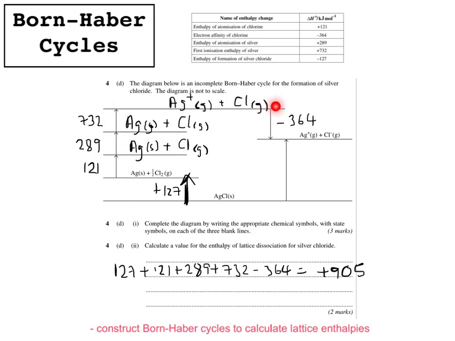Now the common mistake with these cycles is getting these wrong way around, so going this way instead of this way. And the easiest thing to do there is just to check your number at the end to make sure it makes sense. So a lattice dissociation enthalpy going from AgCl to Ag plus and Cl minus, i.e. breaking apart the lattice, is going to take energy. And so it makes sense that it's an endothermic enthalpy change. And so the positive sign of this 905 makes sense.